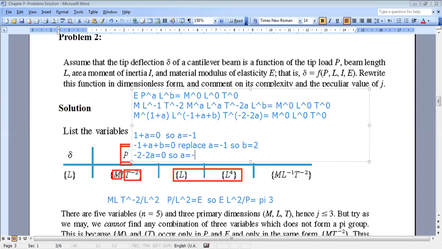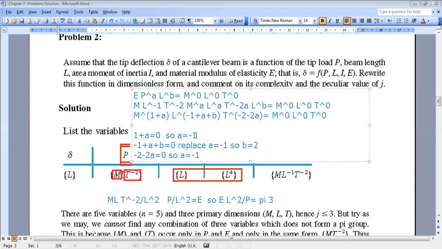Okay, so here, as you can see, you don't have 3 independent equations. The third equation will be a repetition of the first. And why do we have this? Because as we said, MT minus 2 is always repeating in the same manner. So M and T are not independent. They are repeating together, MT minus 2.